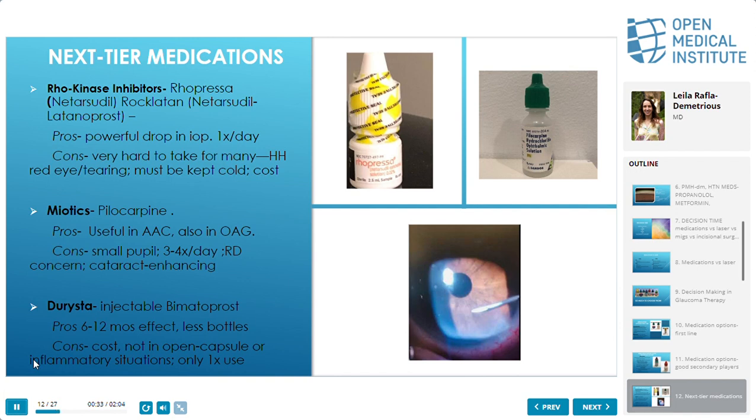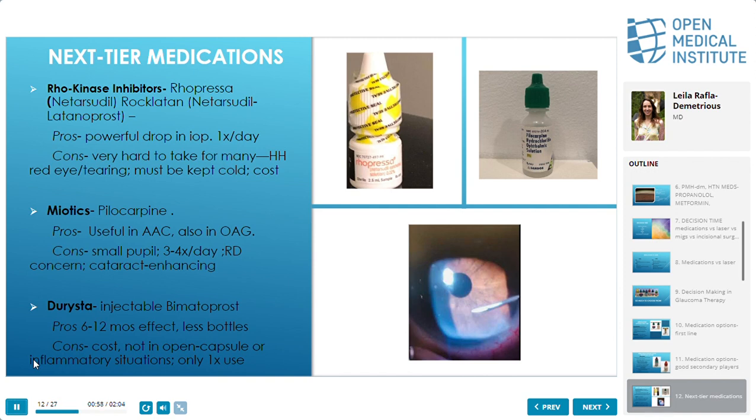You take them 1 time a day. They are really, really effective in dropping the intraocular pressure. They work in a number of mechanisms, but they're very hard to take for a lot of patients. They cause really dramatic red eyes, especially with Rhopressa, and with Rocklatan, really teary eyes. And so that could be a really hard sell for patients to stay on. They also have to be kept cold, and they are costly and not always covered by insurance.